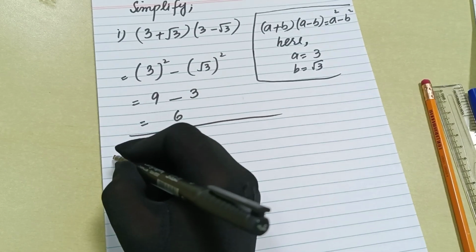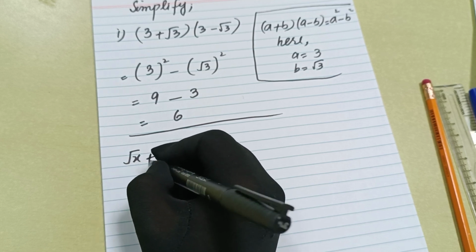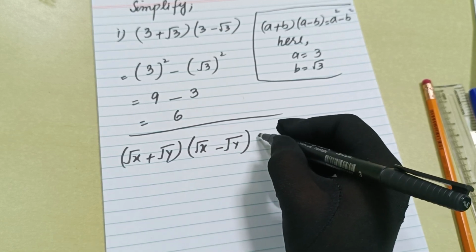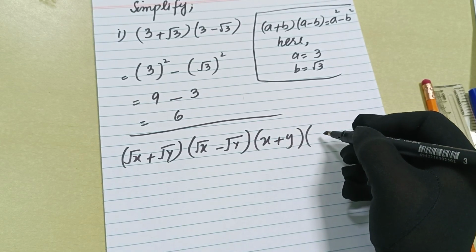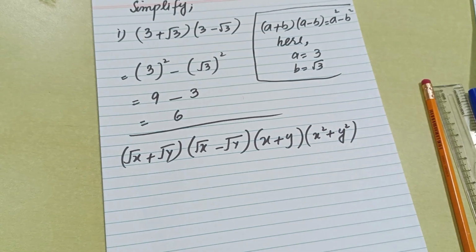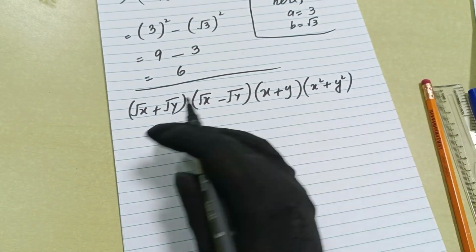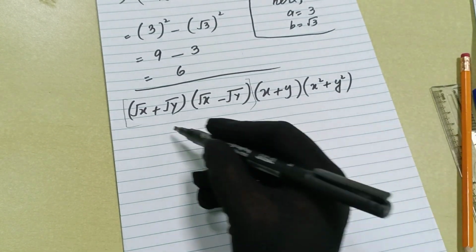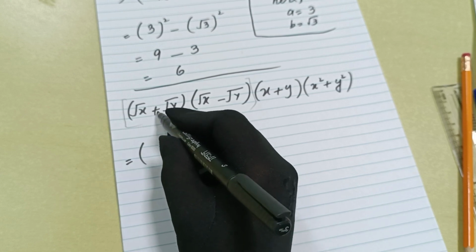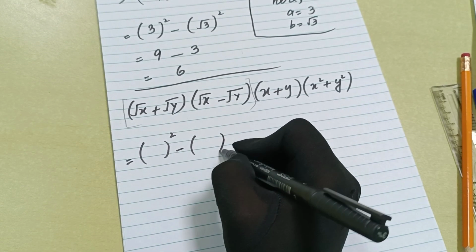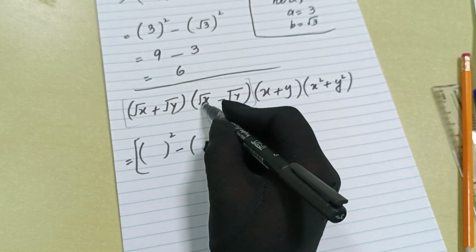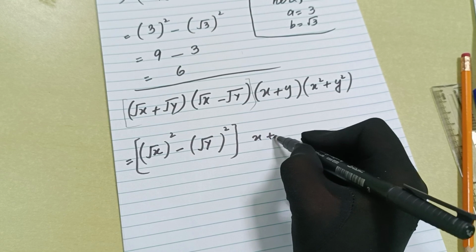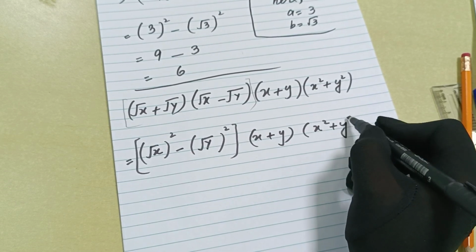In the same way I will explain one more part, that is (square root of x plus square root of y), then (square root of x minus square root of y), then (x plus y), and then (x square plus y square). After this, again first I will apply the algebraic identity on these two terms. When I apply it on these two terms, it will be a plus b, a minus b. So square of a minus square of b, in which a is square root of x and b is clearly square root of y. The remaining terms will remain as they are until we start solving with that.